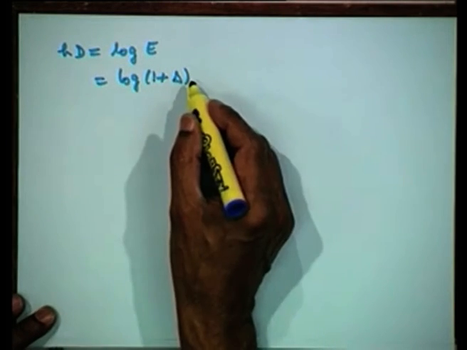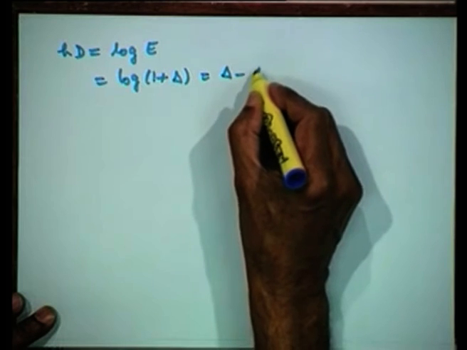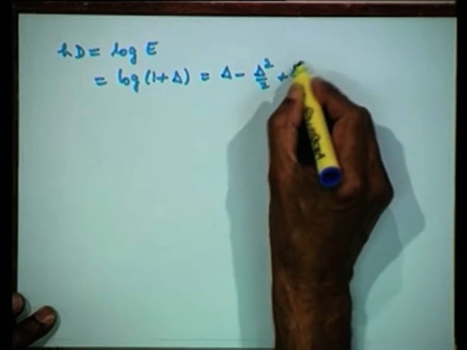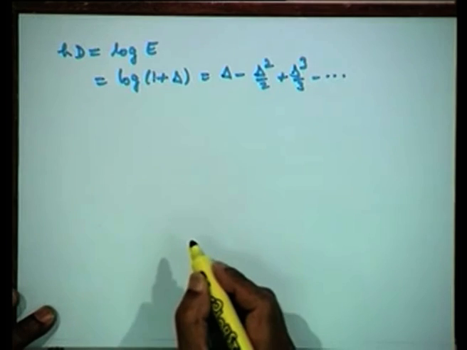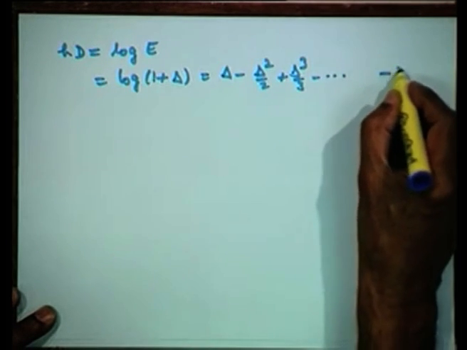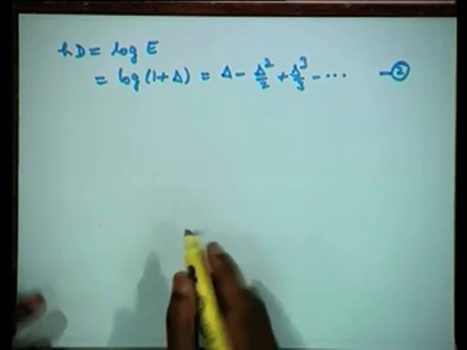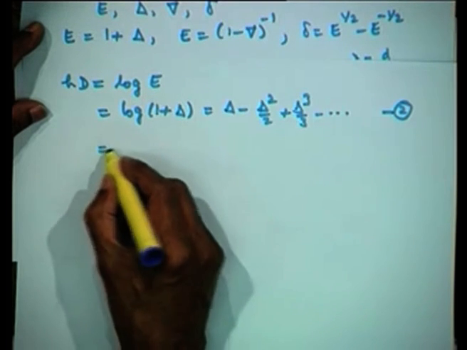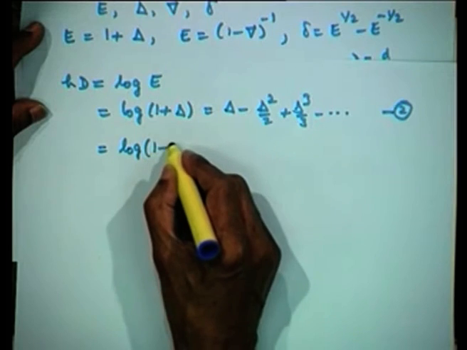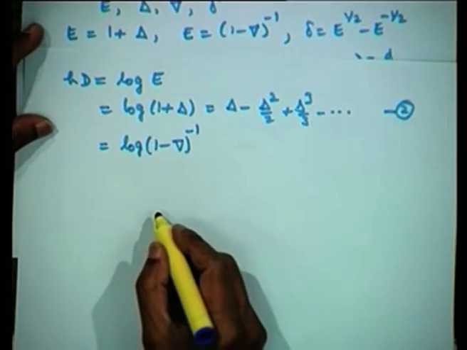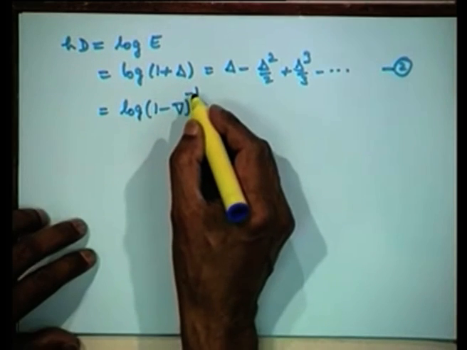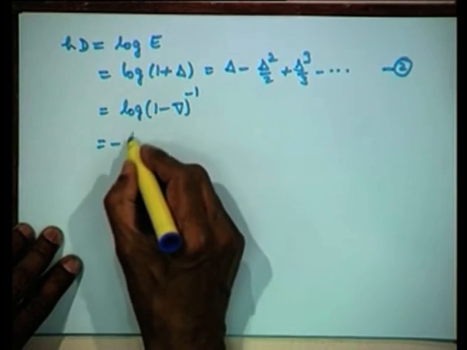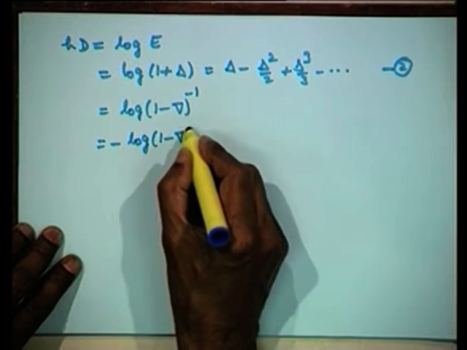Then symbolically open up the logarithm. This will be delta minus delta squared by 2 plus delta cubed by 3 and so on. We have numbered earlier 1, let us number it as 2. Now, if I want backward differences, I will now use E is equal to 1 minus backward delta inverse. So, I will write this as logarithm of 1 minus backward difference inverse. Let us take minus 1 out. So, this will be minus of log of 1 minus delta.